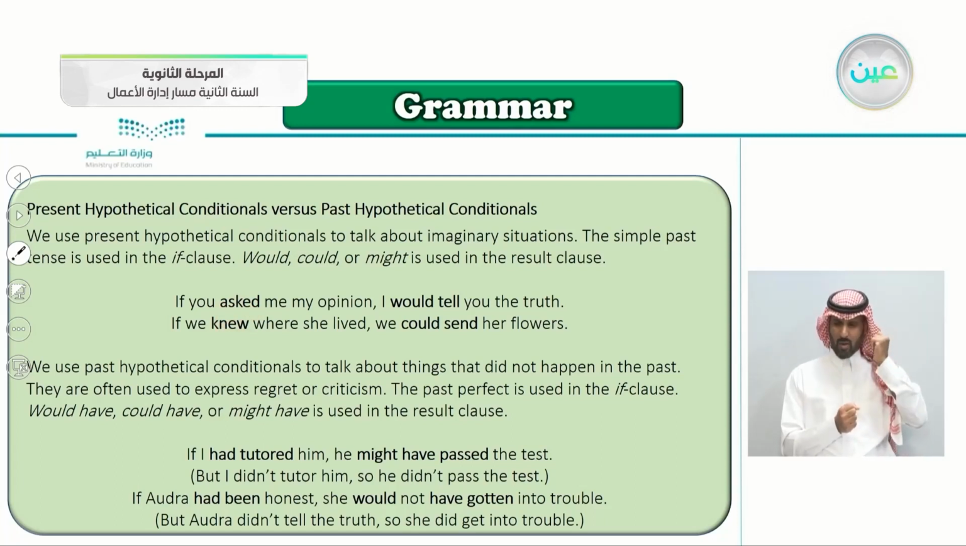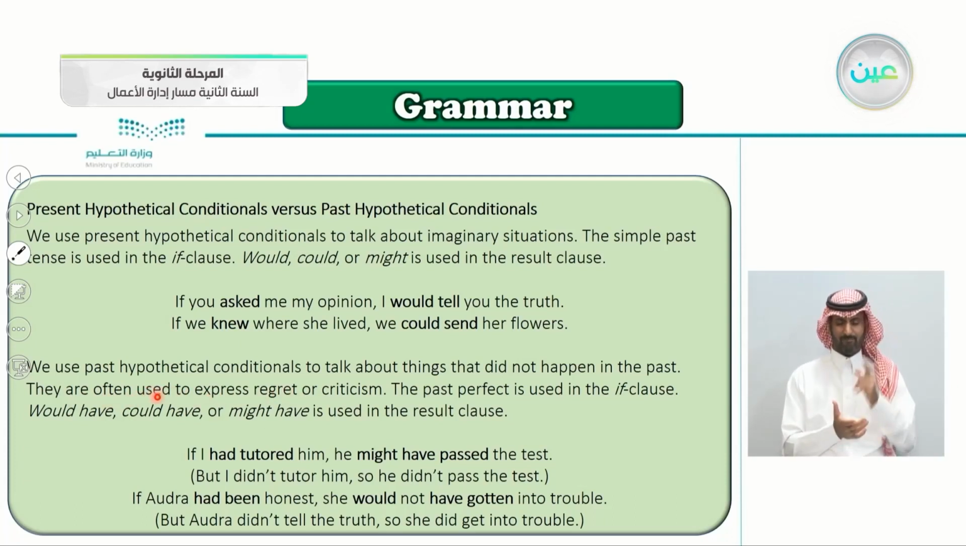So let's jump to the past hypothetical conditionals. We use the past hypothetical conditionals to talk about things that did not happen in the past. So now we're talking about the past, but about things that did not happen. Things didn't happen. They are not real. They are often used to express regret.